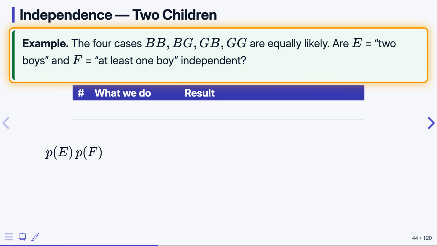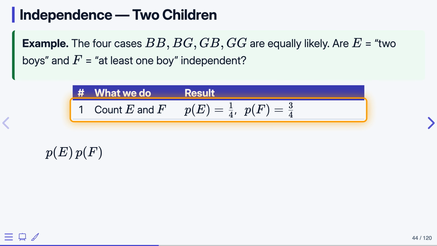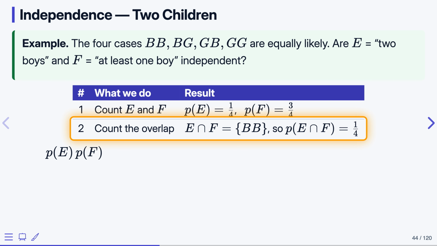Let's test the 2 children events. E is 2 boys, F is at least 1 boy. Step 1. Event E is 2 boys, 1 case out of 4, so P of E is 1/4. Event F is at least 1 boy, 3 cases out of 4, so P of F is 3/4. Step 2. The overlap is boy-boy again, with probability 1/4.